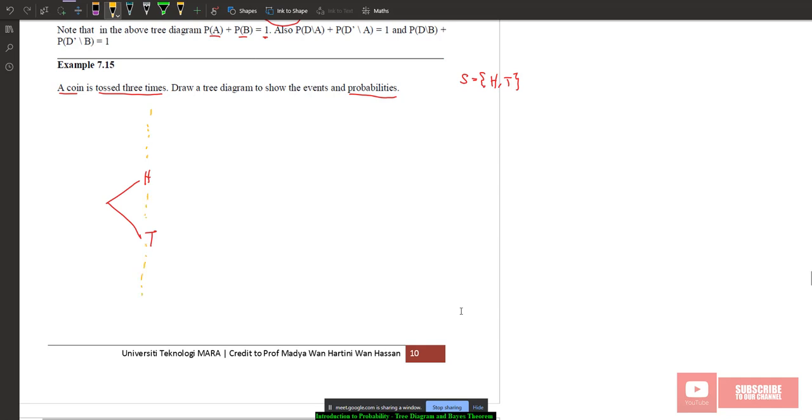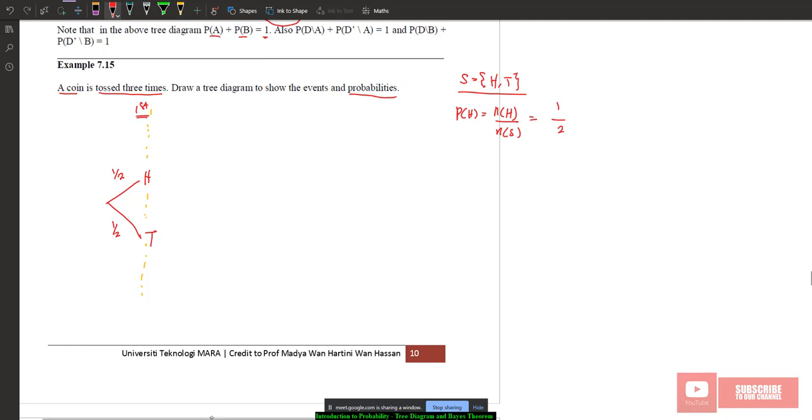So the probability of getting head should be equal to 1 over 2. The probability of getting tail is also 1 over 2, because if you look at the sample space, we have two possible outcomes. The probability of getting head here should be equal to n(H) divided by n(S). This is a basic probability formula. So we have one head divided by the number of outcomes in the sample space, which is 2, so 1 over 2. This is going to be the first toss.